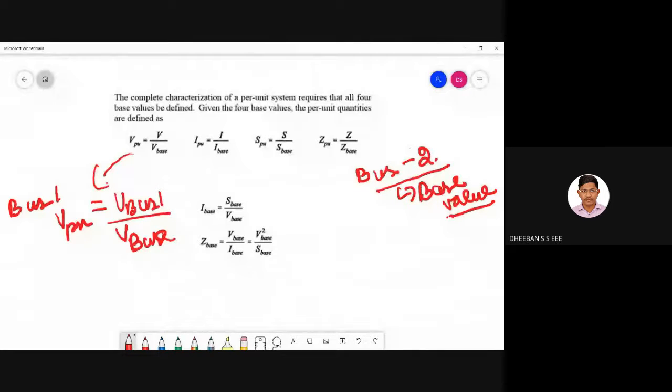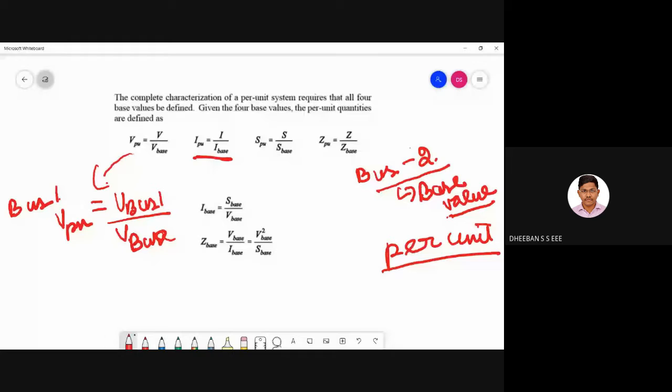That is, you will be converting your entire thing in terms of some integers. So this per unit will be in terms of integers, in the sense it takes values, maximum, from around 0 to 10. So it will be a very easy method of representing your network. I hope you understand this. The same thing is used over here.